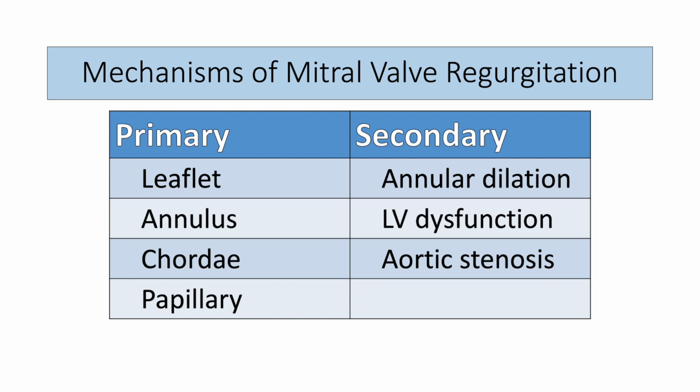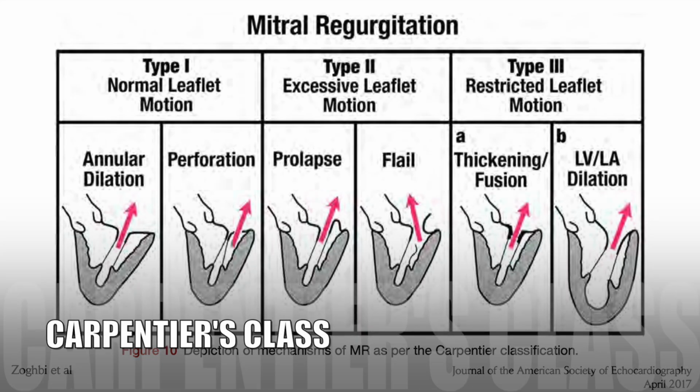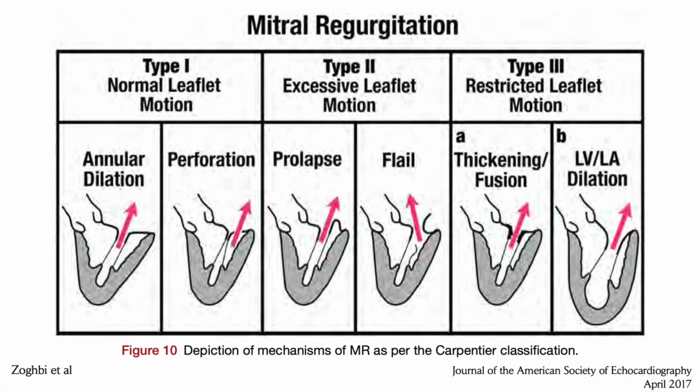And one way is by dividing it into primary or secondary, where primary means there is something wrong with the valve itself, and secondary means the regurgitation is due to another pathology, like left ventricular dilation. Carpentier's classification is another way, and it bases the mechanism on how the leaflets move.